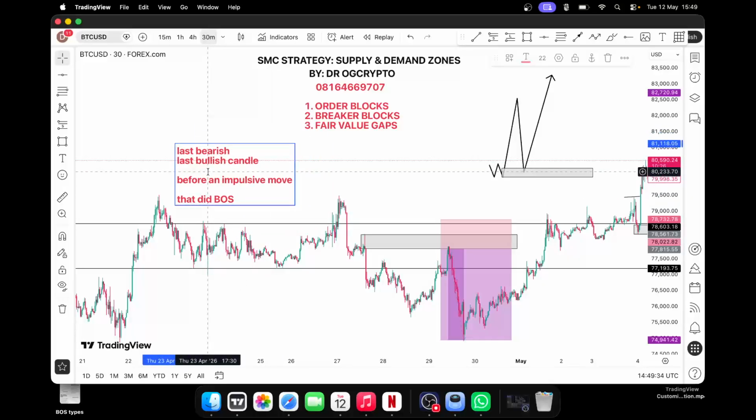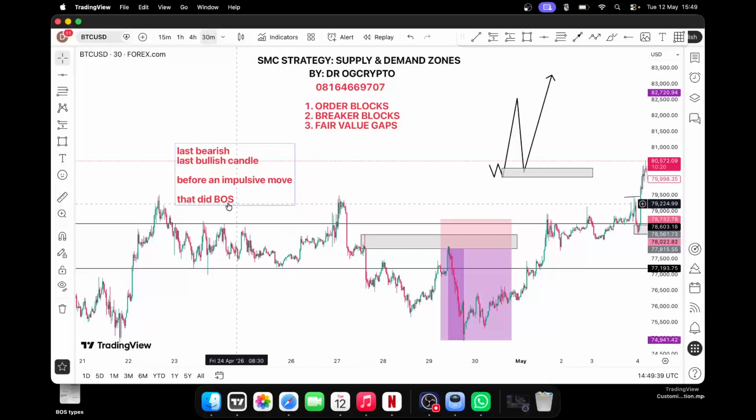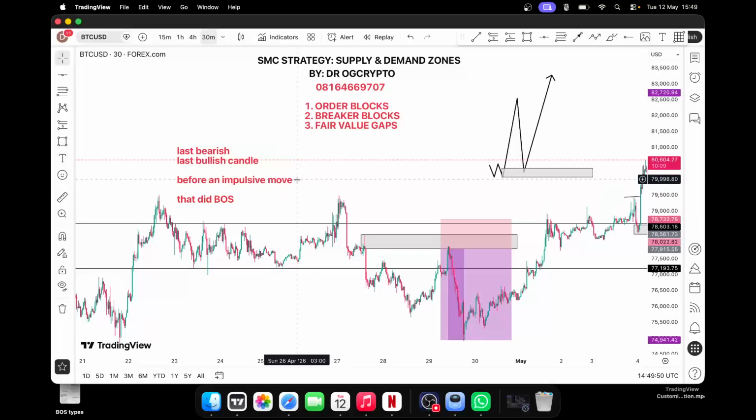So an order block is the last bearish or last bullish candle before an impulsive move that did break of structure. That is the definition of an order block. You understand? They are usually a short candle before the major move. You already know what a bearish candle is and what a bullish candle is. Now, we have two types of order block: bearish order block and bullish order block. So what is a bullish order block? A bullish order block is the last bearish candle.